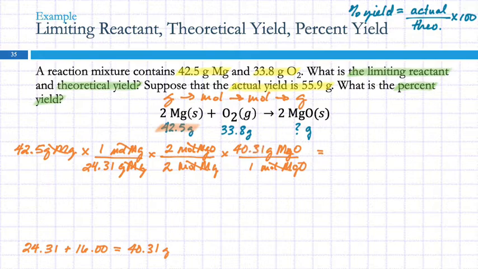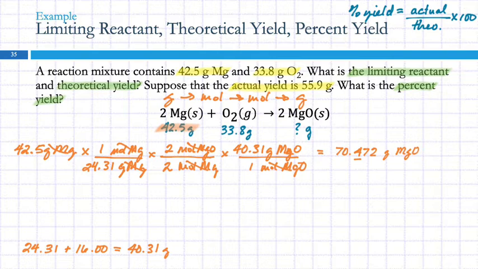Okay. Times 2 divided by 2 times 40.31. And I'm starting with 3 sig figs, so this would be 3 sig figs. There's 3 sig figs. I want to write down 2 extras. So grams of magnesium oxide. That's assuming we have enough oxygen, right?